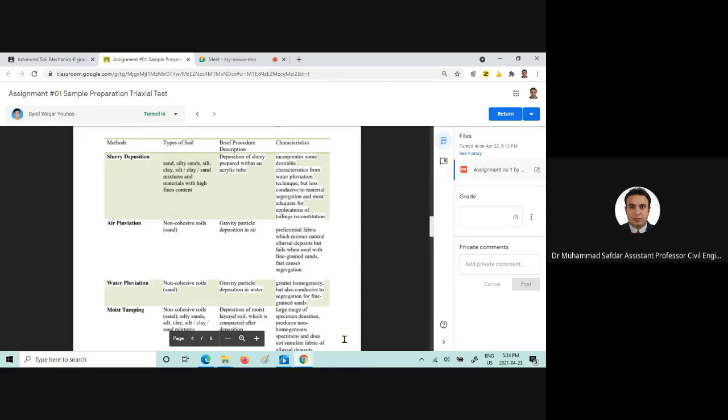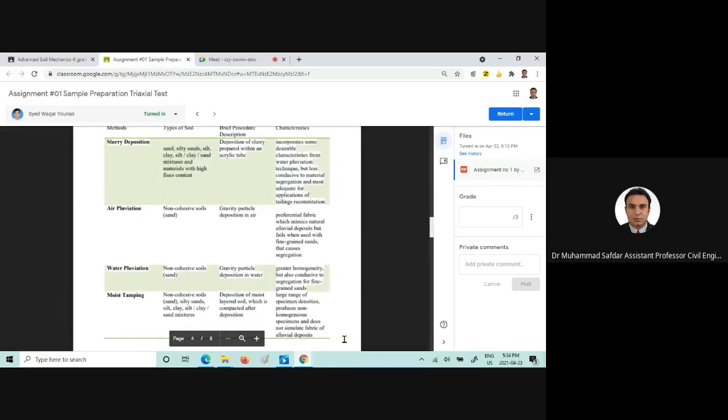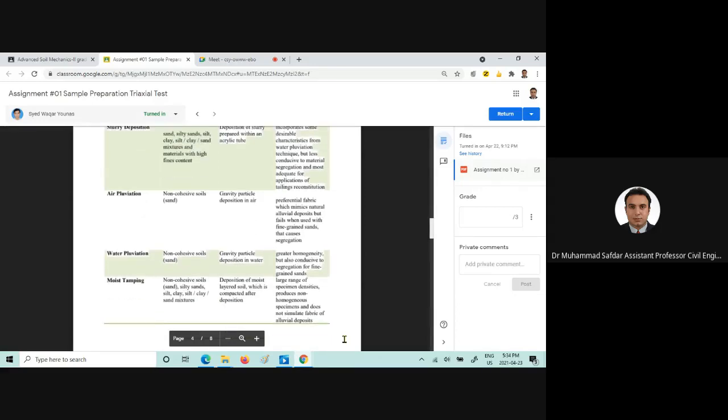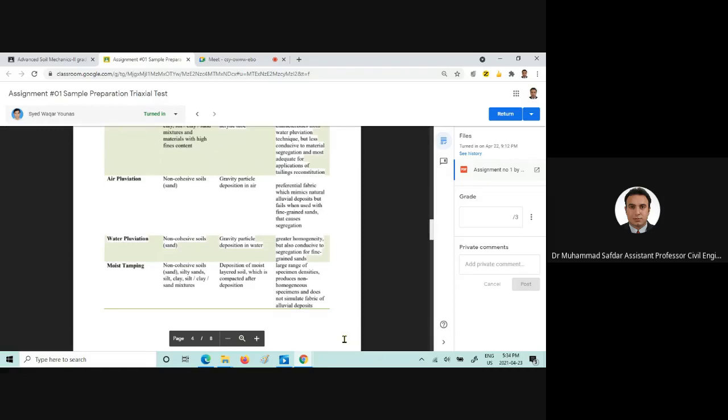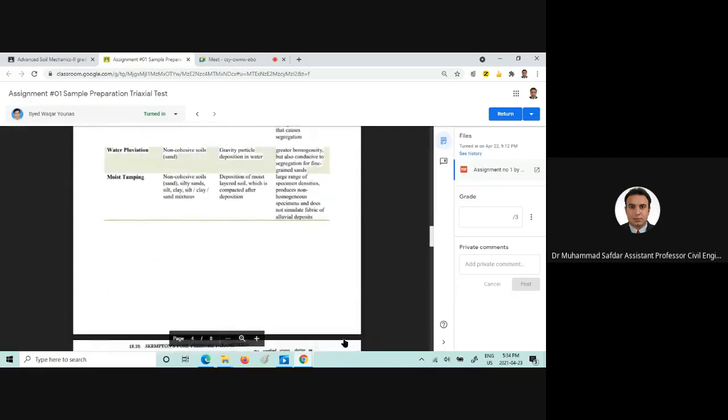In fact, I liked your assignment, so I shared it on the screen so that people can see. Celerity position and air pluviation, and the table which you have given is very interesting, for which type of materials we should use which type of method. Basically, air pluviation and moist tamping are mostly used for cohesionless soils, and that's what you will use in your term projects and assignments as well.